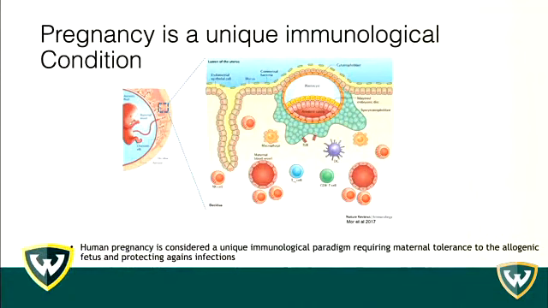Pregnancy, in reality, is a very unique immunological condition. Why? Because, as we will discuss during the next hour, the immunology of pregnancy has this paradigm that requires a maternal tolerance to paternal antigens that are present in the fetus, while at the same time protecting the fetus against infections that come from the environment.